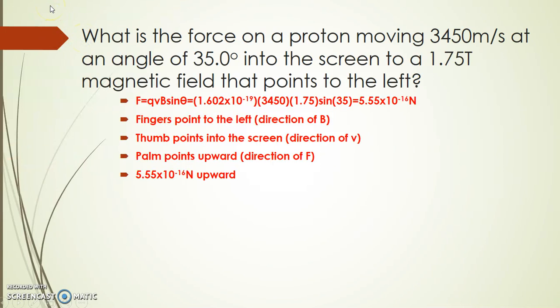The first one states, what is the force of a proton moving 3,450 meters per second at an angle of 35 degrees into a screen that has a 1.75 Tesla magnetic field that points to the left? All right, so what we're first going to solve is the force, which is the equation that we talked about on the slide right here.